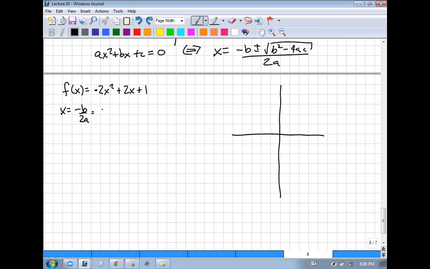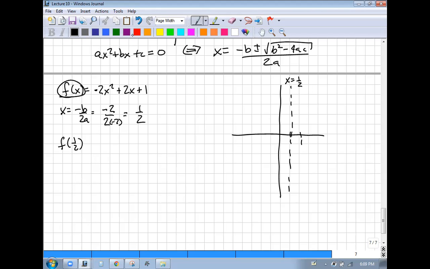So here we have negative 2 over 2 times negative 2. So this is 2 over 4, which is a half. So I'll call this 1. So here's a half. I know my vertex lies on that line. That's my axis of symmetry. Where does it lie on that line? Well, I need the y value. I have the x value. To get the y value, I plug it into the function. The function tells me the y value.